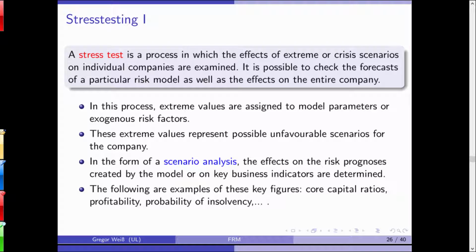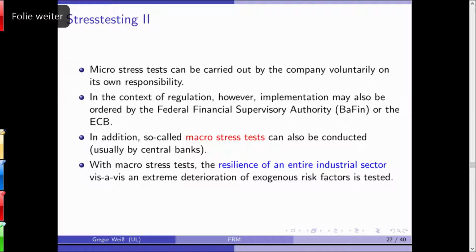So what you do is you start with a scenario analysis and you come up with an extreme scenario that should put a lot of stress on your company, on individual banks, or the whole financial sector. For example, interest rates drop to -2%. Unemployment rate increases to 18%. This is an extreme scenario, and then you look at your model and you try to figure out what happens with your company or with your sector in case of this extreme scenario.